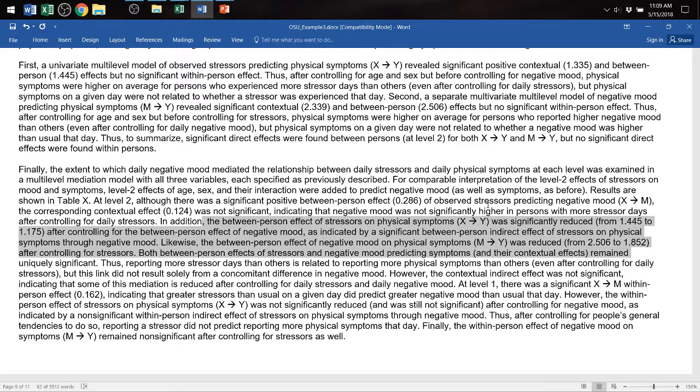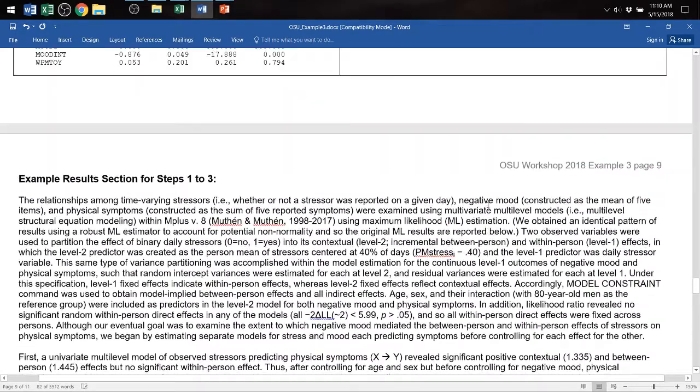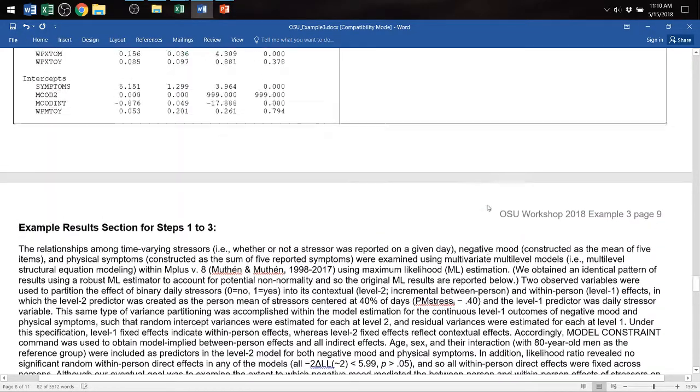Too often I've also seen people smush mediation models. There should be 2 levels of analysis here for each variable that has 2 levels of variance, and that means there's 2 different indirect effects. Okay. Other questions on that mediation model?